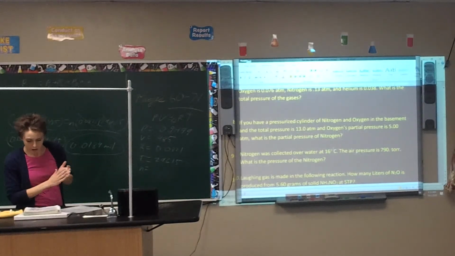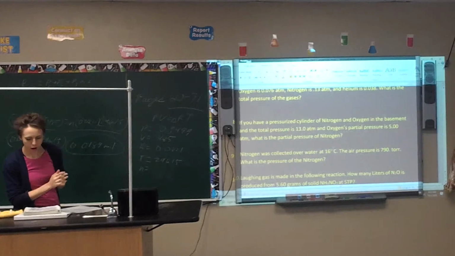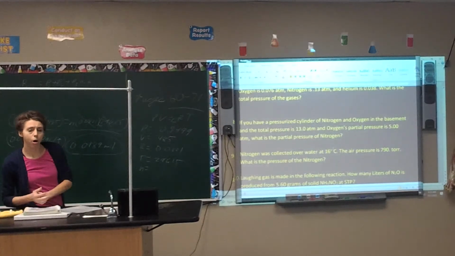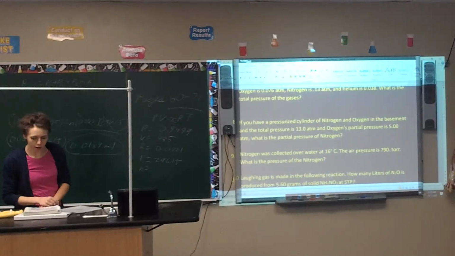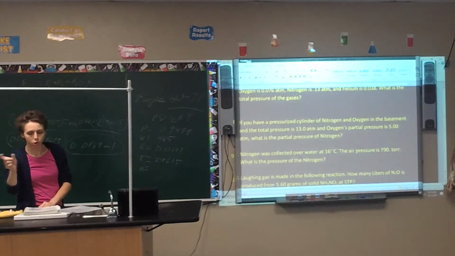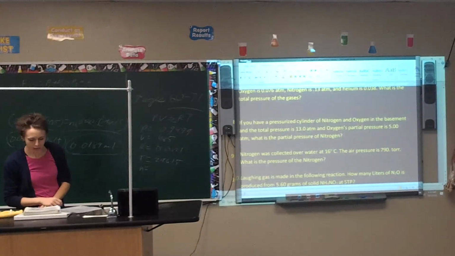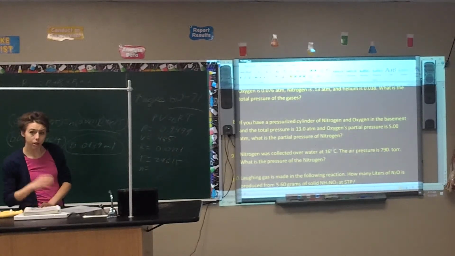Alright, so your book points out, last thing on page 73, whenever the phrase collected over water is used, be sure to correct the pressure, not the volume, for the presence of water vapor. You have to use that chart to figure out how much pressure of water is on the inside of the container if you see the phrase collected over water. The volume of each gas in a mixture of the gases is the same as the inside of the container. So because of that, you have to subtract out the water vapor. If you see that phrase collected over water, that means you have to subtract it.